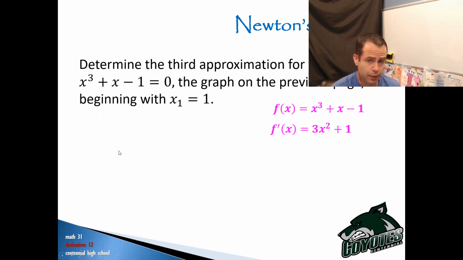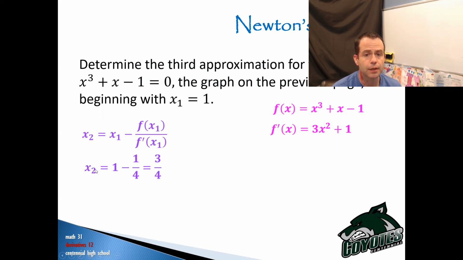So our x1 is 1. So to get x2, we say x1 minus f of x1 over the derivative of x1. So we just plug in 1 for this guy. And so we end up with 1 minus a quarter equals 3/4.